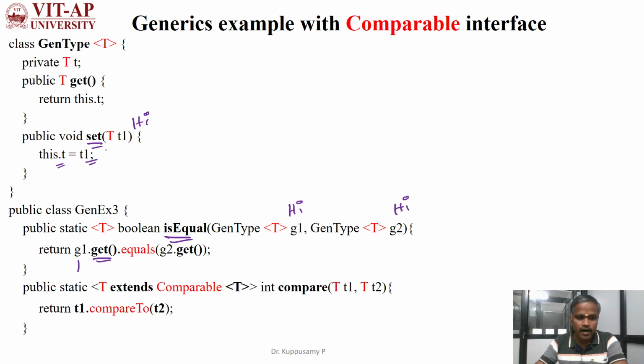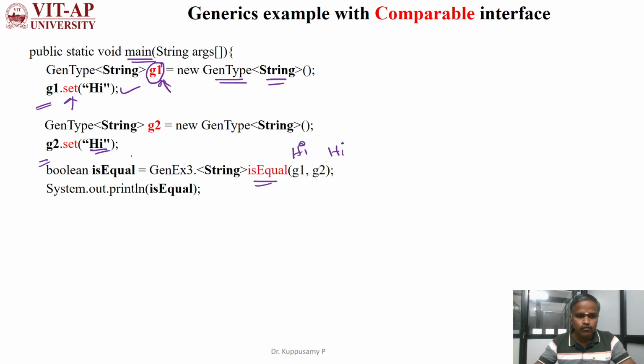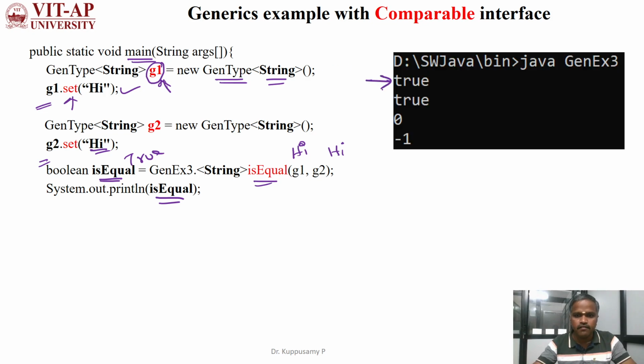g1 is getting the element, so t already has the value hi. Now through calling the method get, I am accessing the value stored here, right? So g1 dot get will give hi, and g2 dot get will also give hi. So now it checks whether both are equal or not. This method is a boolean method, so it will return true or false. If both are equal it will return true, so now it will return true. So this is giving true to this variable isEqual, so the isEqual value is now true. Then the printing statement prints the value true.